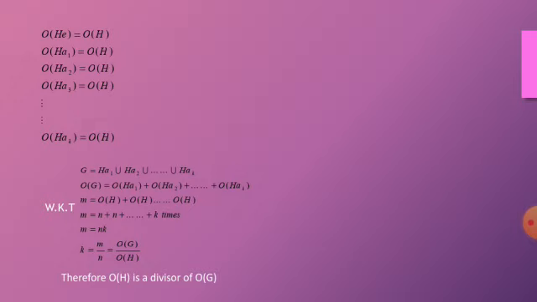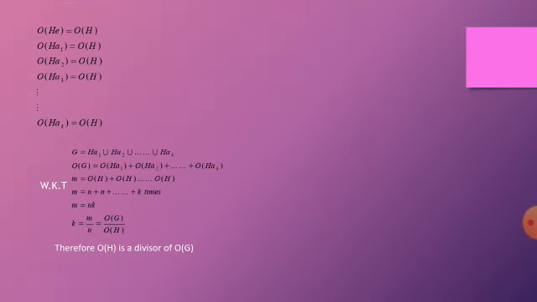The order of G is M, which is equal to order of H plus order of H, and the order of H is N, so N plus N, etc., K times. So, M is equal to NK. Therefore, K is equal to M by N. M is nothing but the order of G and N is nothing but the order of H. Therefore, the order of H is a divisor of the order of G.